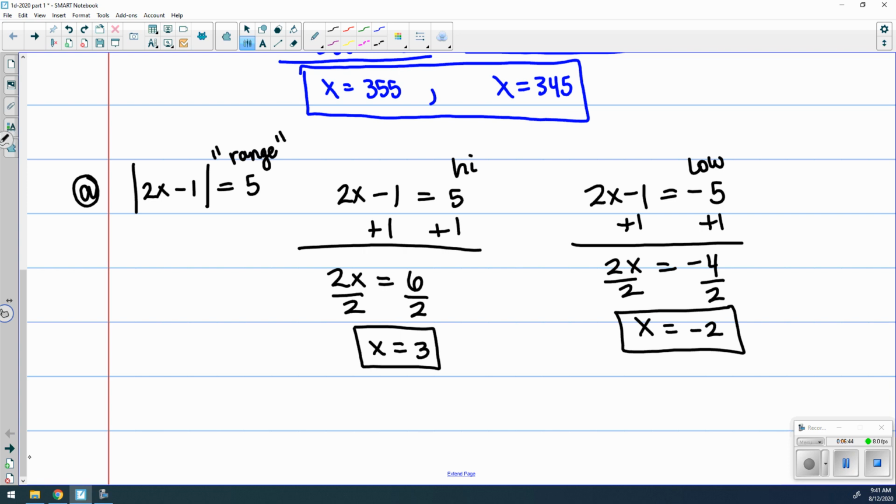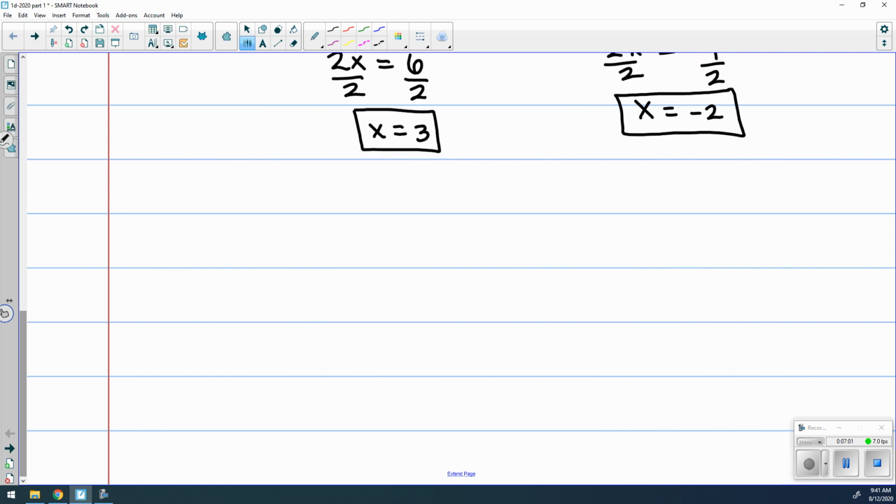All right, so if my central value is 2x minus 1, and I go 5 to the left, I'll be at negative 2. If I go 5 to the right, my solution would be 3, or I'll be at 3 on the number line. Absolute value, you have to have 2 equations.